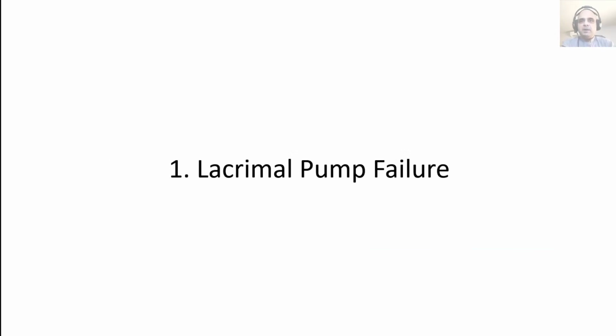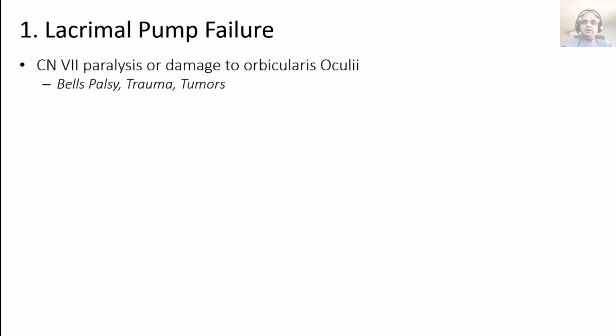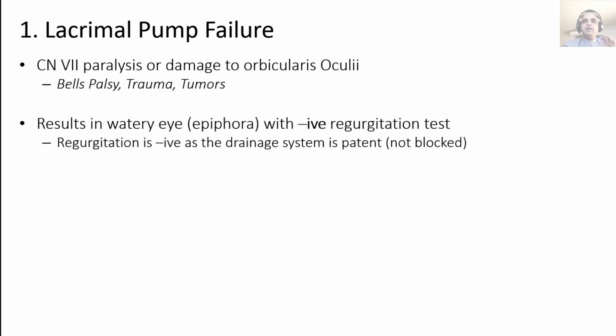So we'll talk about lacrimal pump failure first, and lacrimal pump failure occurs because either the seventh nerve or the muscle are not appropriately working. There are many causes of these. Bell's palsy is a rather common cause of seventh nerve palsy, followed by tumors or trauma or other inflammatory processes that damage the seventh nerve, which is the nerve that supplies the orbicularis oculi. So it's damage to the muscle or the nerve that causes the lacrimal pump failure, and it results in a watery eye simply because the tears cannot be pumped into the lacrimal system.